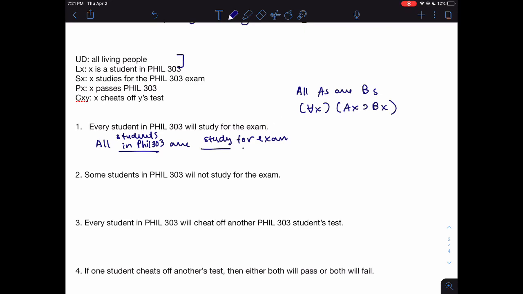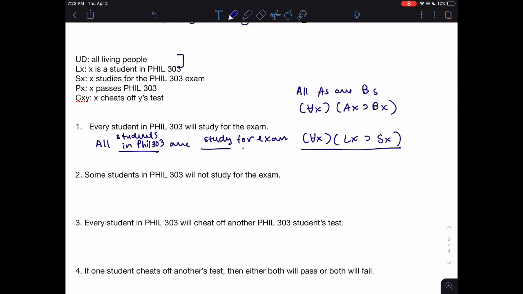And here's how you do that. So for all x, if x is a student in Phil 303, then x studies for the exam. This is the translation of all students in Phil 303 will study for the exam, or every student in Phil 303 will study for the exam. Okay, so that's the first translation down. Let's go to number 2.